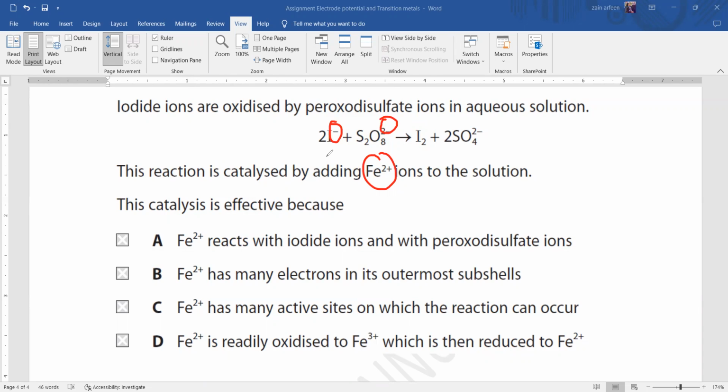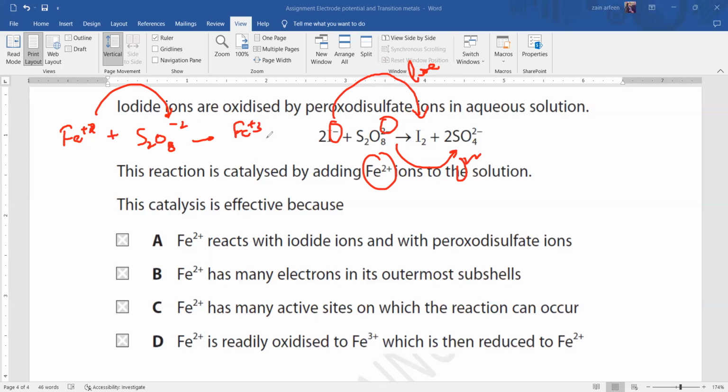So first, what will happen? Because here iodide ion is turning to iodine molecule, it's a loss of electron. And here this gains electron. So first, how iron 2 can catalyze this. So iron 2 will react with S2O8, which is the peroxodisulfate ion. And as a result, because they are oppositely charged, iron will lose and this will gain. So iron will turn into +3 and it will form SO4 with a charge -2.